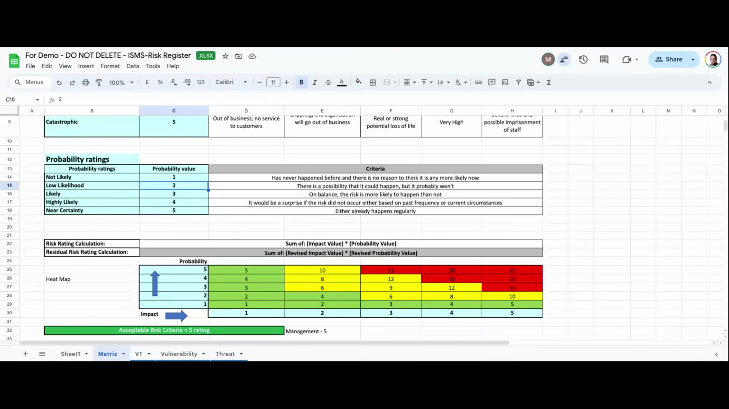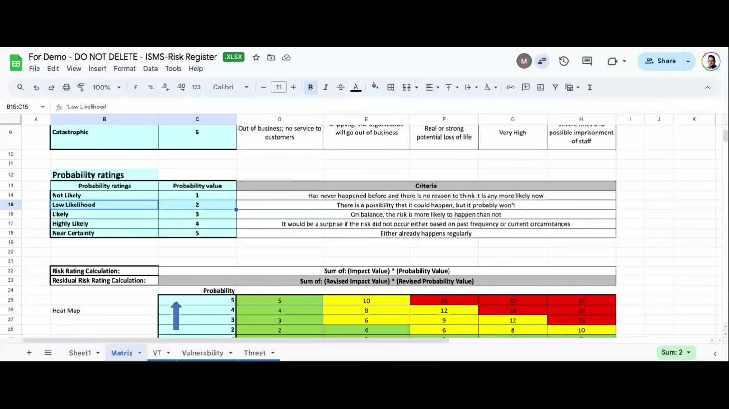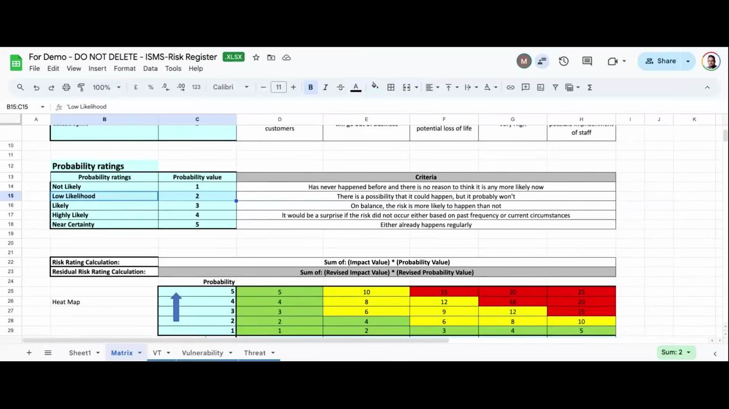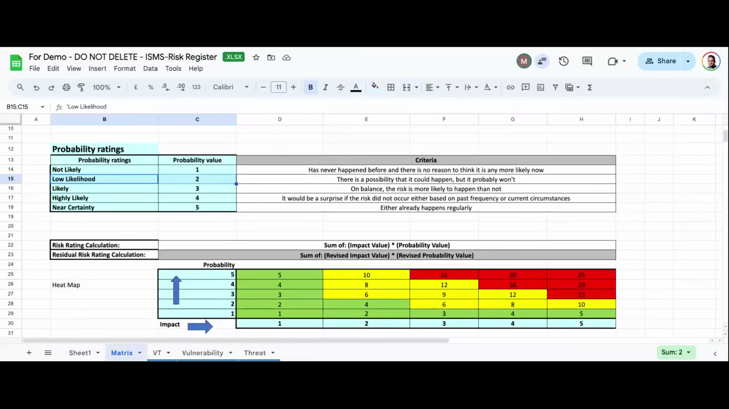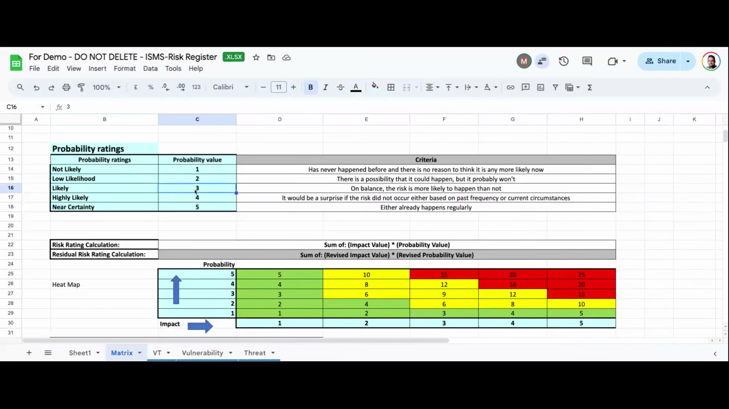So I would give low likelihood, that is number two, provided the staff is trained not to click on any suspicious link, because under the criteria there is a possibility that it could happen, but it probably won't, provided the staff is aware. If not, then I would go with number three, that is likely, because if the staff is not trained, there is a high possibility that they will click on some suspicious link and that will lead to a phishing attack, again leaving the customer's data vulnerable. So either two or three. Fair enough.